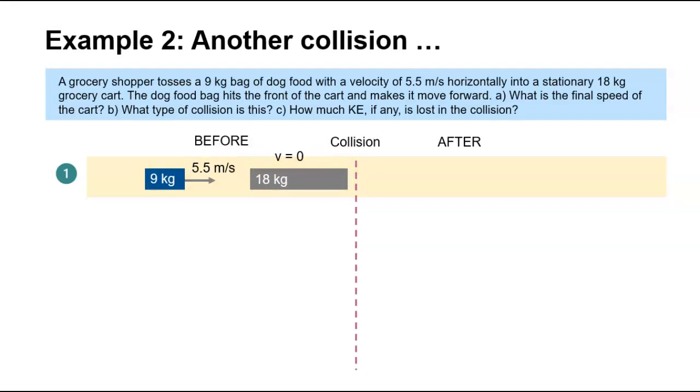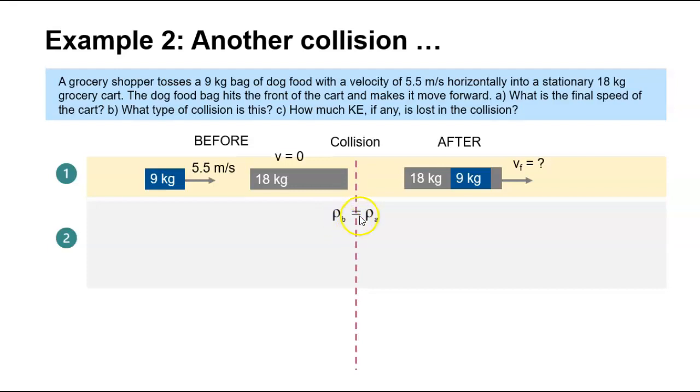So what do we have at the end of the story? We have dog food in a cart. So the hard part sometimes is taking the words and drawing the picture. Once you draw the picture, then it's easy to apply the conservation of momentum, because the momentum before equals the momentum after, and the total momentum depends on how many pieces are in your story. I have one piece, two pieces. Over here, I have one combined piece.